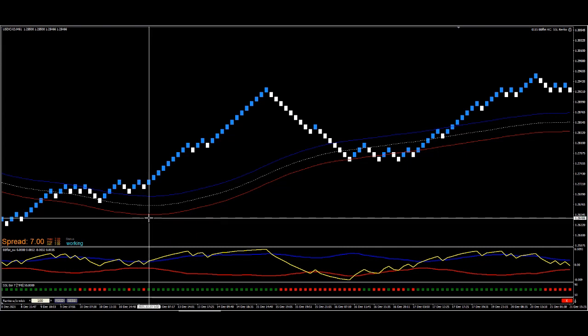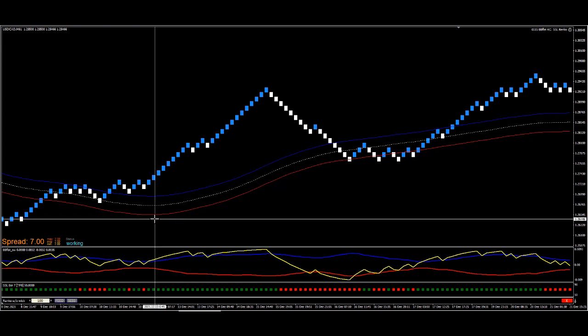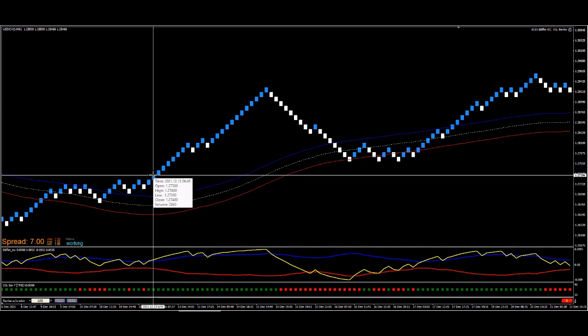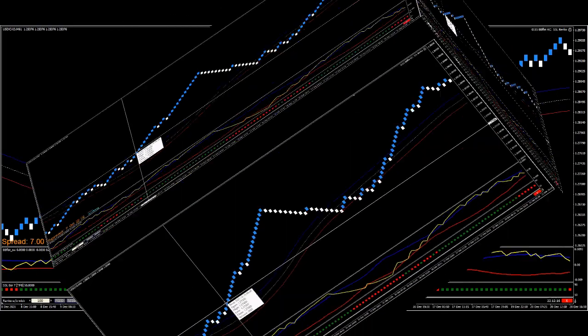So now we have our brick opening above. We have a green SSL, and it looks like we're starting to get volume. And I would say on this brick here, this is where our volume has actually crossed. So this would be the brick that we would open at.